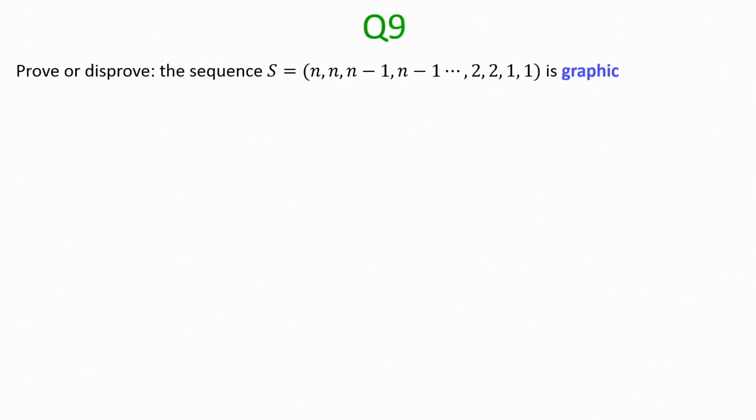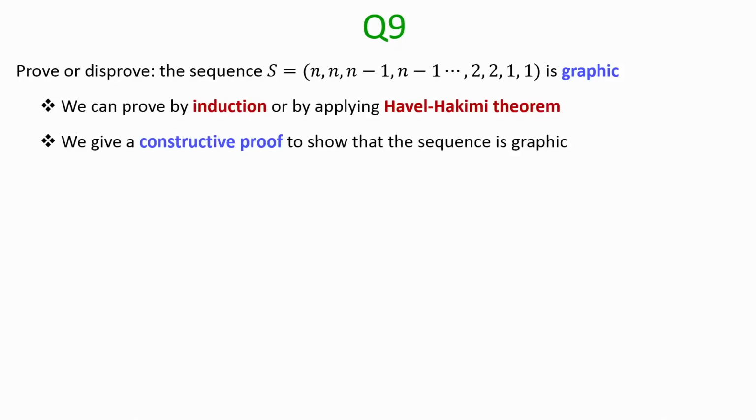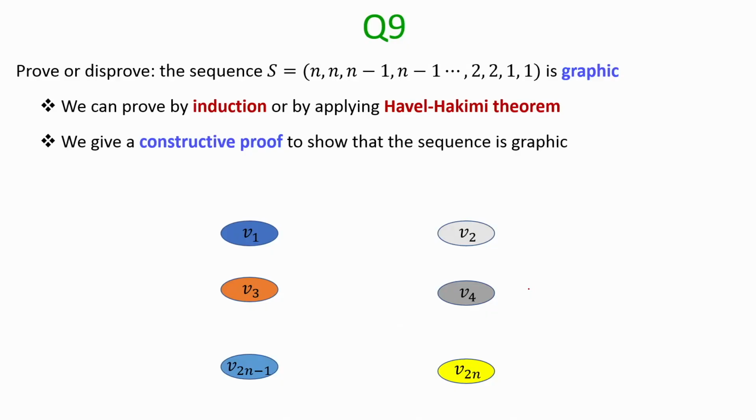In question number 9, we want to either prove or disprove whether this sequence is a graphic sequence. So, there are two options: we can use either the Havel-Hakimi theorem, or we can use a proof by induction to prove that this sequence is a graphic sequence, but we will give a constructive proof to show that the sequence is graphic by showing a simple graph with 2n nodes whose degree sequence is the same as S.